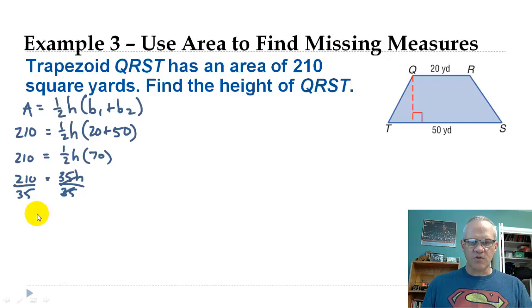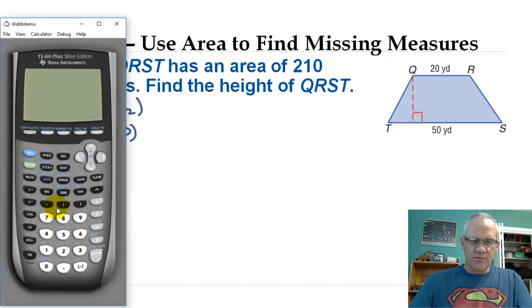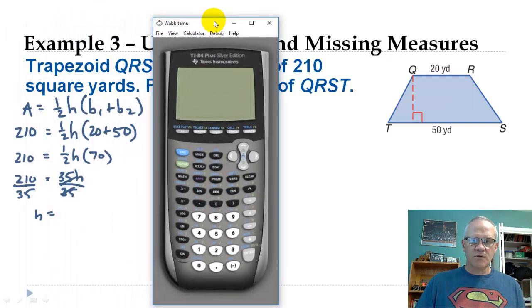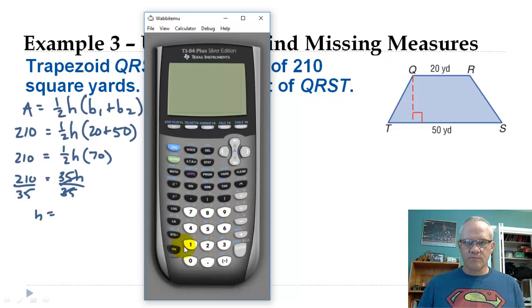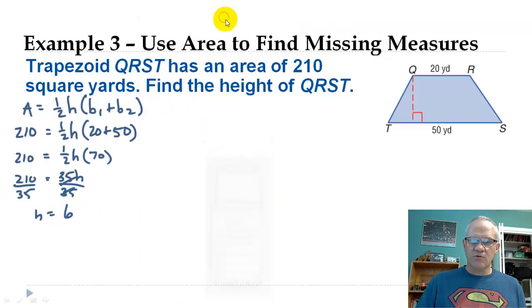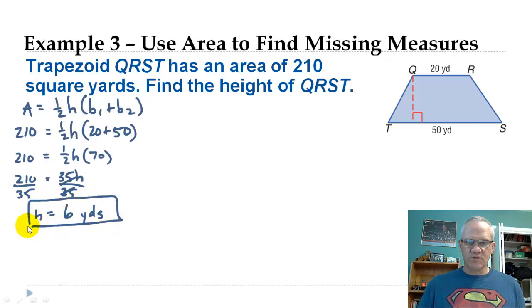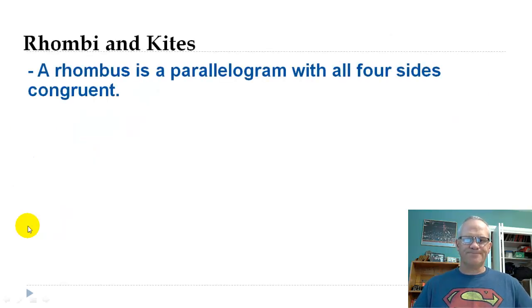And so what we end up here with is, I'm going to get my calculator for this one, 210 divided by 35. And it looks like we got 6. And so the height, we were looking for the height of that, and so that's going to be 6 yards. That's all we were looking for. It was just how many yards, or what's the height there, 6 yards. Okay, so you can use that same formula if you're missing any of the measures in a trapezoid.